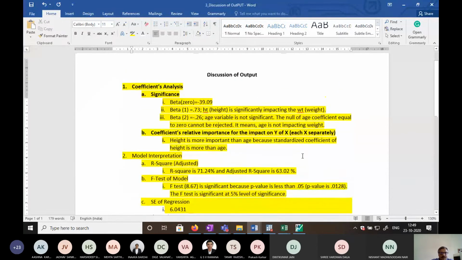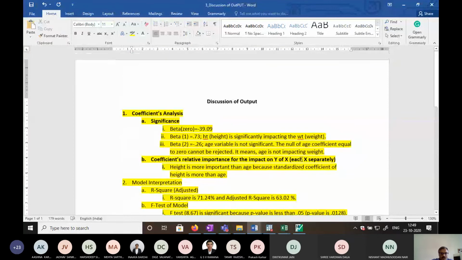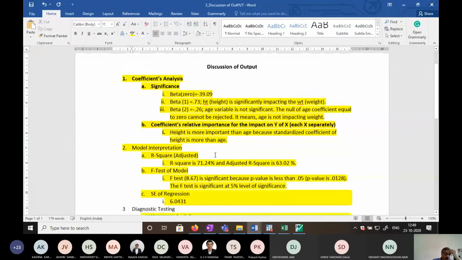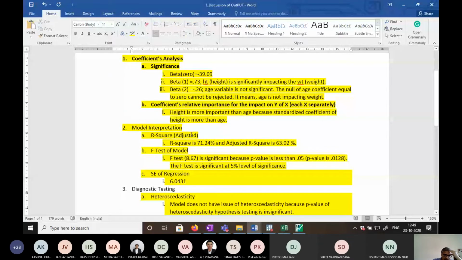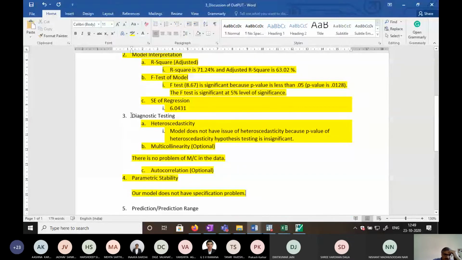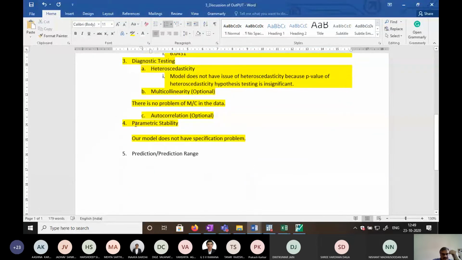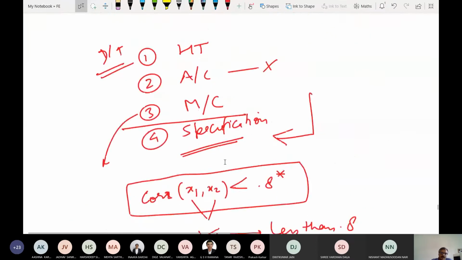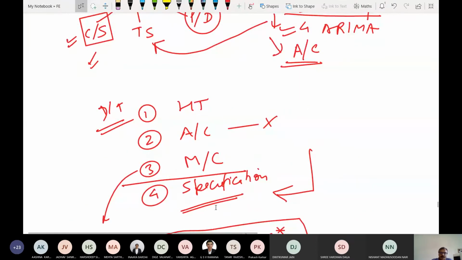So we have talked about, if you remember, we were having 5 points discussion. Coefficient analysis we have done. Model interpretation, we have done 3 things we discussed. Diagnostic testing also we have completed right now. And we have next thing, as we were discussing off and on, that the problem of specification is the key problem which we come across when we talk about econometrics model.